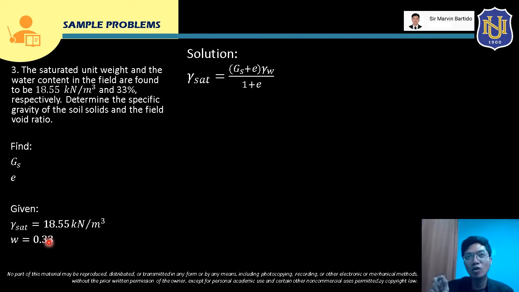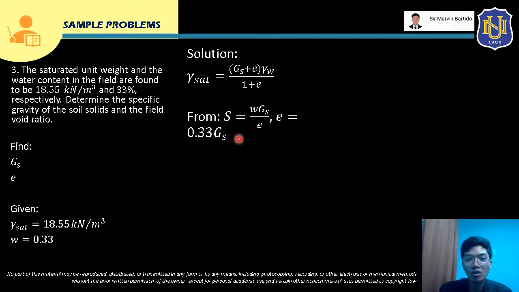So, class, di ba yung degree of saturation or yung S, saturated yung soil natin dito, class, ha? Kasi saturated unit weight yung given eh. So, yung degree of saturation natin ay 1. So, therefore, yung e equal siya sa w times G sub S, kasi yung S, 1 na yan. Wherein yung w given, 0.33. Tama? So, yung e natin, class, equal pala yan sa 0.33 G sub S. So, class, pwede nating i-substitute yung e na to, in terms of G sub S. So, yung mangyayari, class, the only unknown will be G sub S.